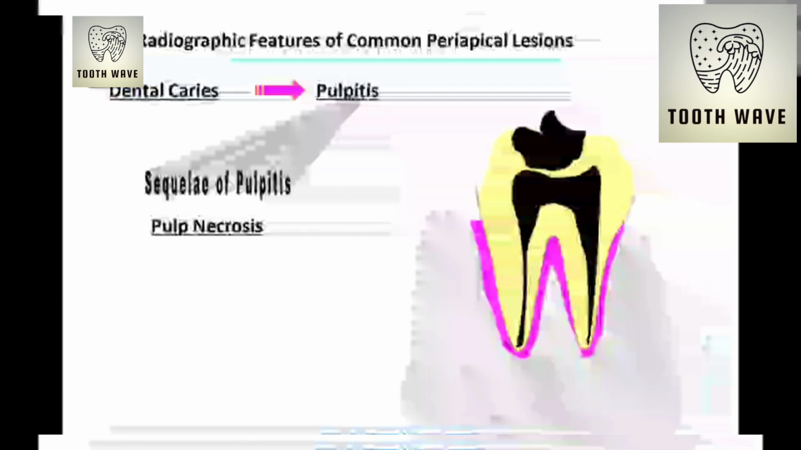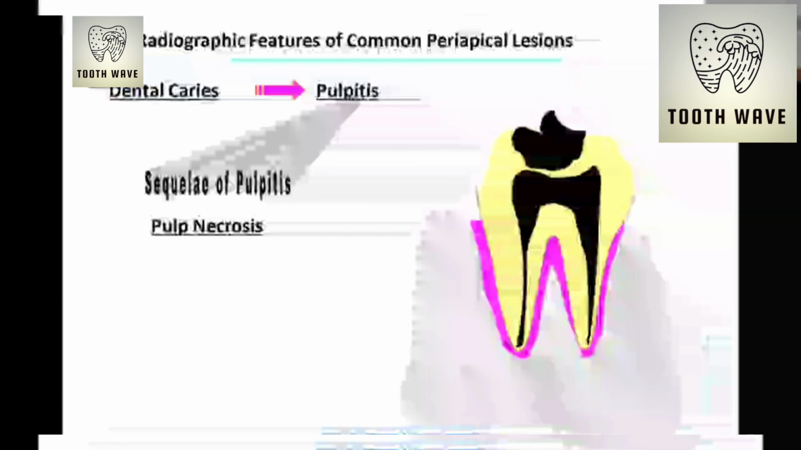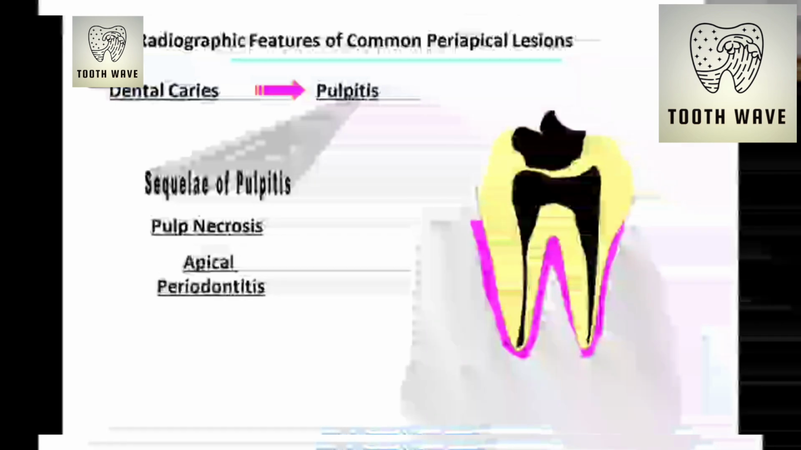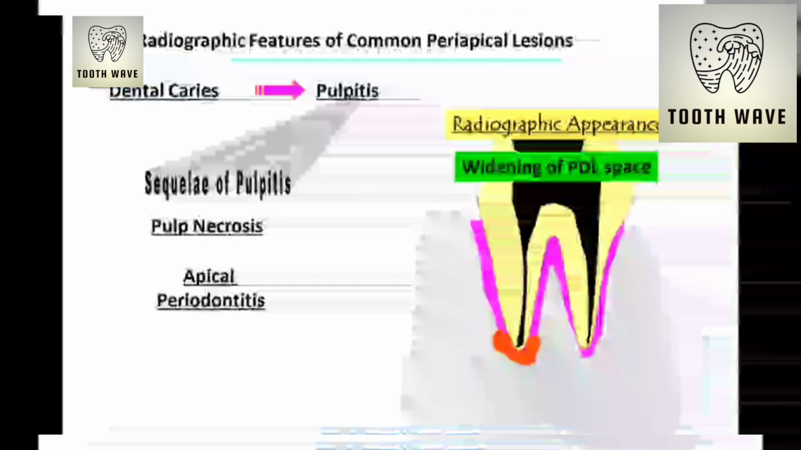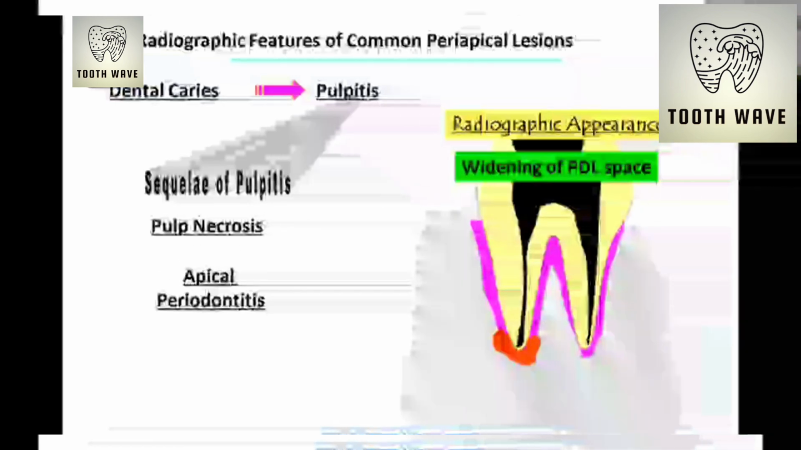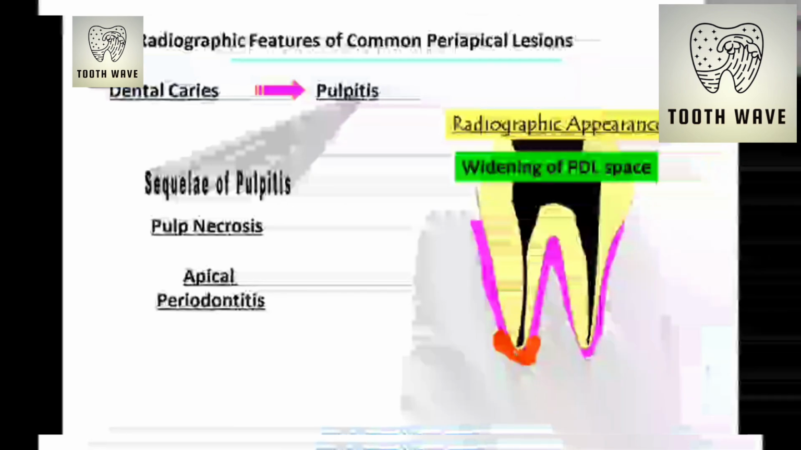Now, after irreversible pulpitis, when spontaneous pain is there, and the patient says there is tenderness on percussion, radiographically, what will you observe? Other than the carious lesion, you will see a widening of the periodontal space, specifically seen at the apex. This widening of the periodontal space is known as apical periodontitis. So this is the radiographic feature of apical periodontitis, where you will see a large carious lesion and widening of the periodontal space at the apex.